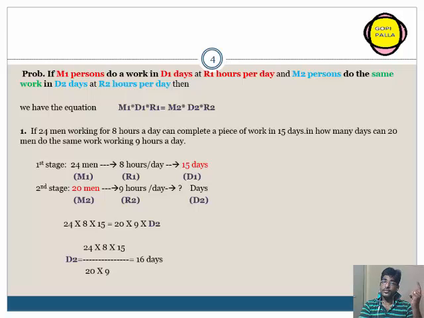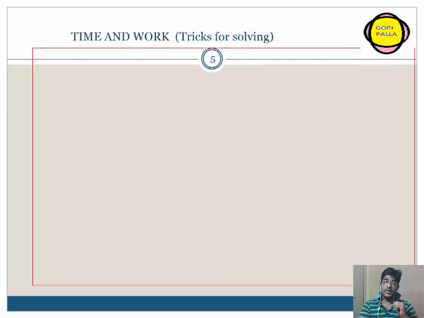Otherwise we can follow the first presentation that we discussed also. We can try it easily. Okay, I think it is understood. We'll go into the second problem.